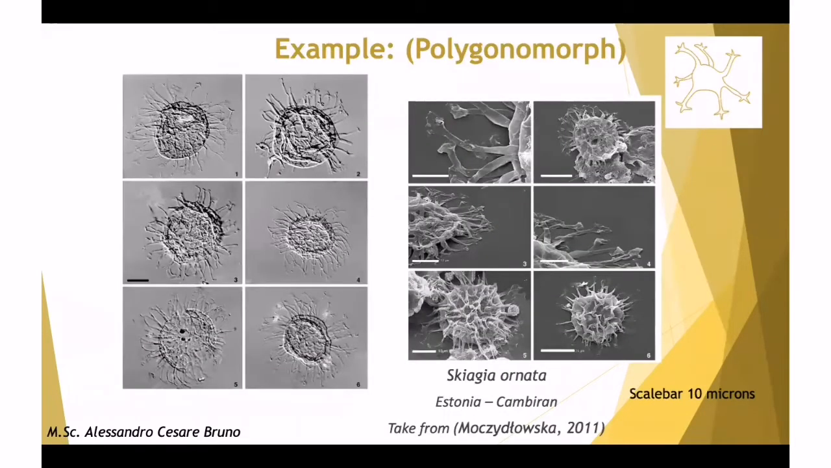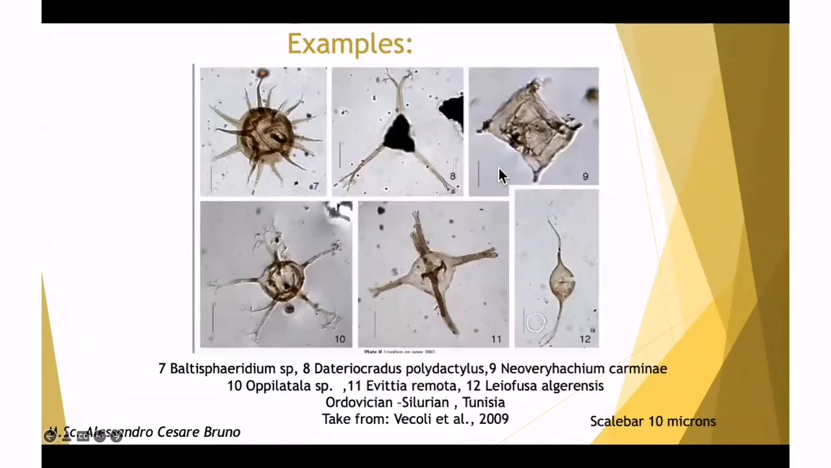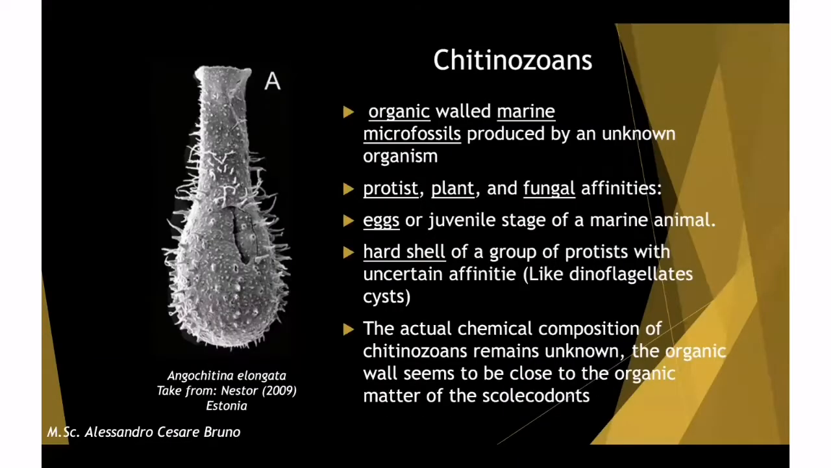Here we can see another example of a polygonomorph. Like the previous one, it has a central body with processes. And here there are other examples of acritarchs that yield different shapes and different kinds of processes. These acritarchs come from North Africa, from the Ordovician-Silurian age, and from Tunisia. We are located in northern Gondwana, in North Africa.